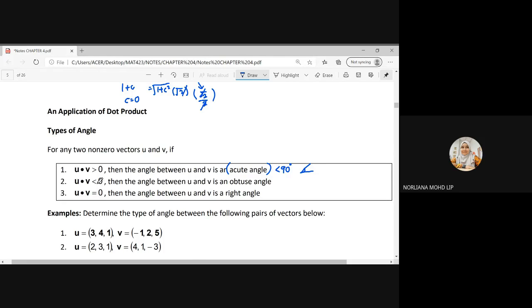If U dot V less than 0, so it is obtuse angle. Obtuse angle is greater than 90 degree. Contoh ada angle, this one, angle. And if U dot V equal to 0, then it is a right angle. Right angle is equal to 90 degree. We have this angle.